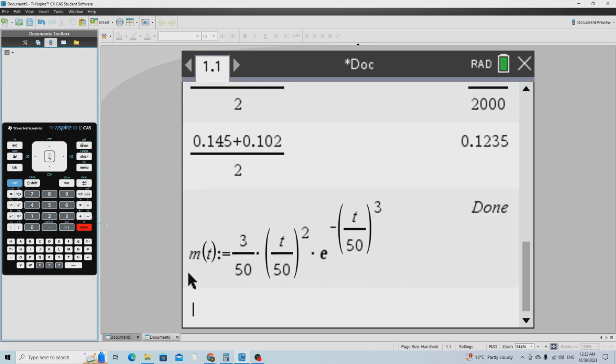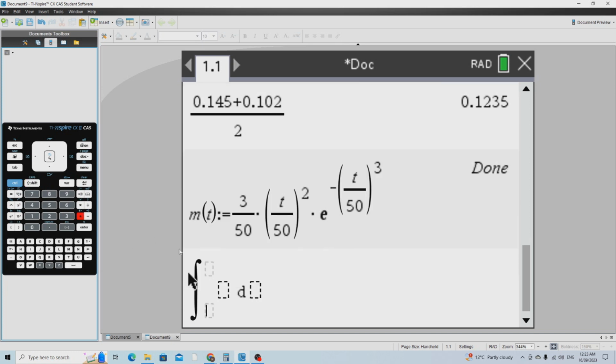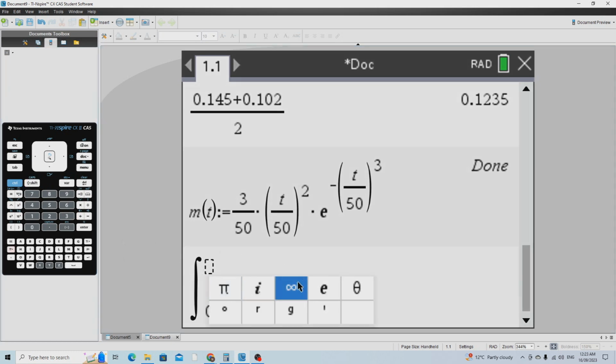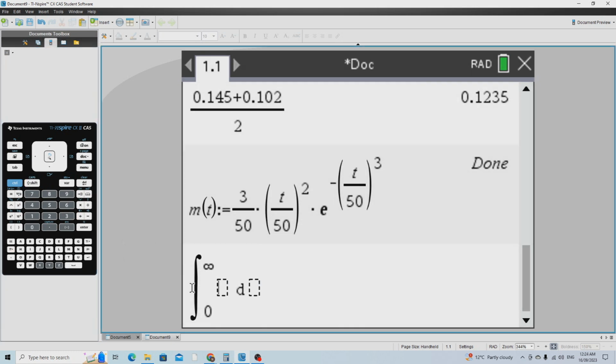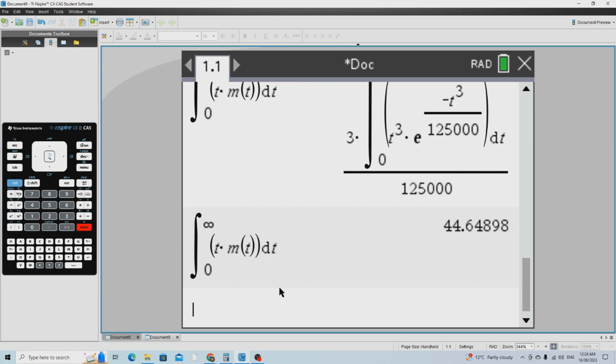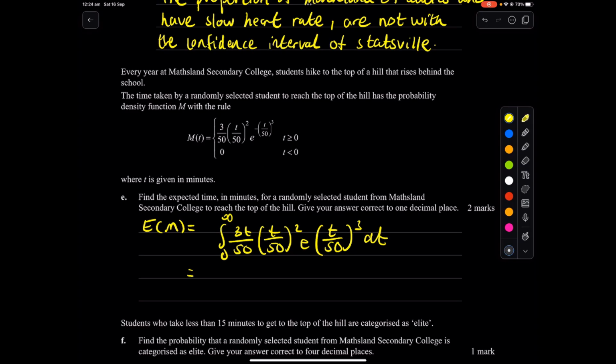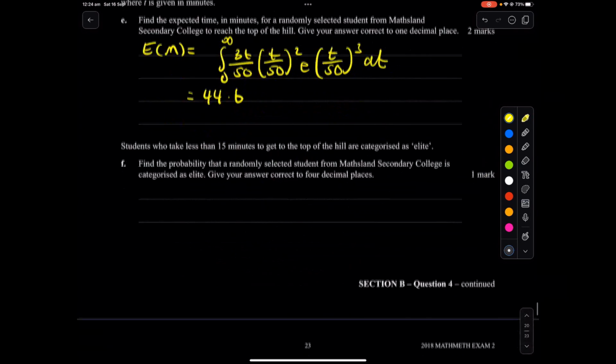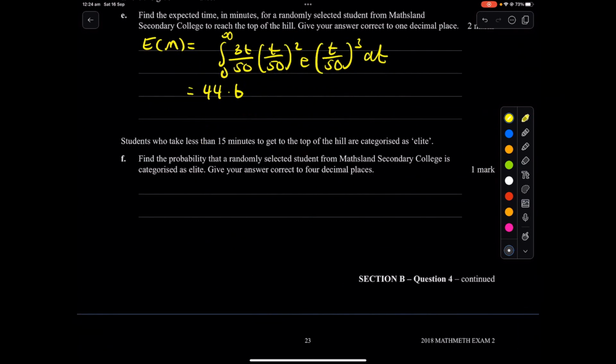Okay, so to do the other one, we're saying from 0 to infinity, t times m(t) dt is, control enter this value over here. So to 1 decimal place, that's 44.6. Students who take less than 50 minutes to get to the top of the hill are categorized as elites. Find the probability that a randomly selected student from Mathsline Secondary College is categorized as elite, to four decimal places.